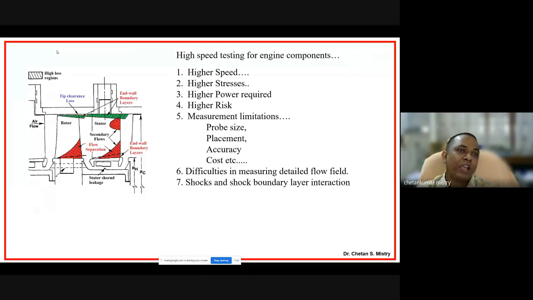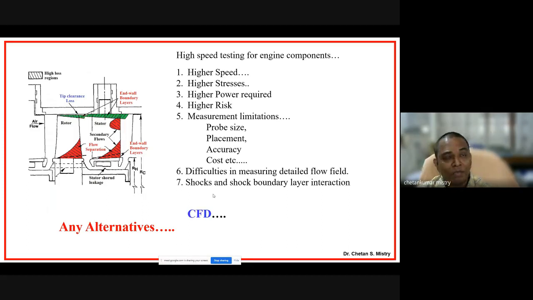If my one blade is rotating at 12,000 RPM, that is 12,000 divided by 60, so the time available will be a fraction, maybe in microseconds. You need to capture the flow details in that speed range, and that is very difficult. It may also be possible that you will have shock and shock-boundary layer interaction because your flow is high speed. Now the question is, do we have any alternative for this?